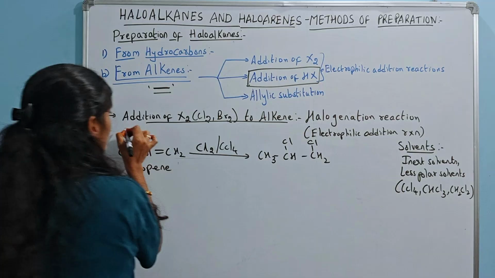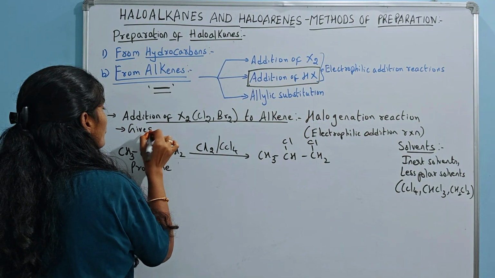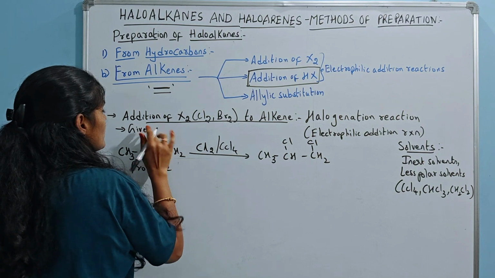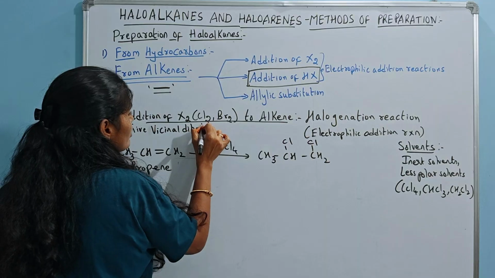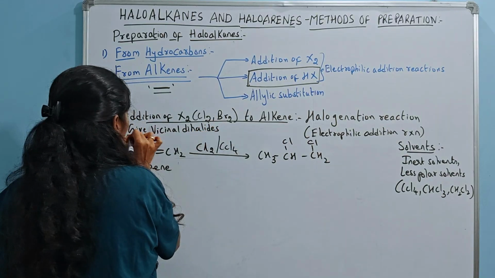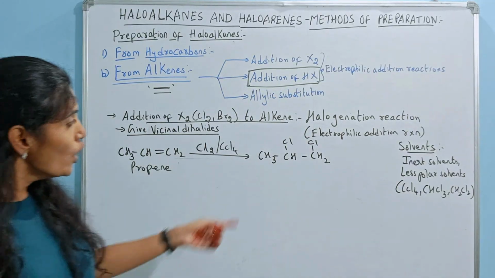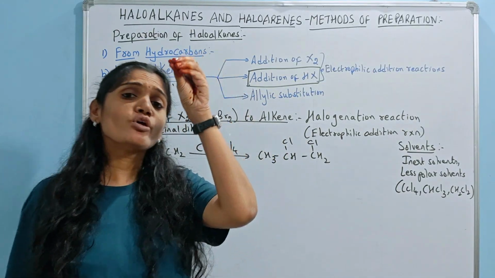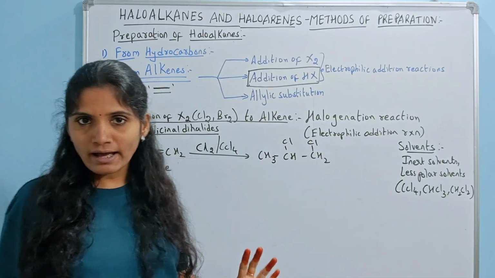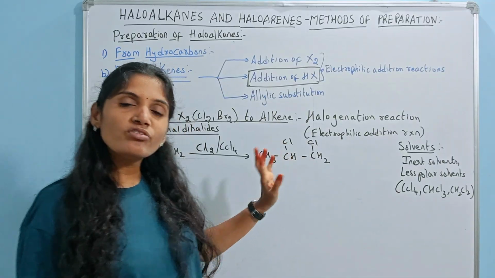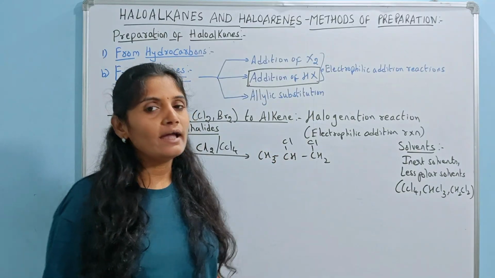I can write here that addition of halogens to alkenes gives vicinal dihalides. When I was doing the introduction part, I explained what geminal dihalides and vicinal dihalides mean. When both halogen atoms are present on the same carbon atom, I call them geminal dihalides. When the halogen atoms are present on adjacent carbons, I call them vicinal dihalides.